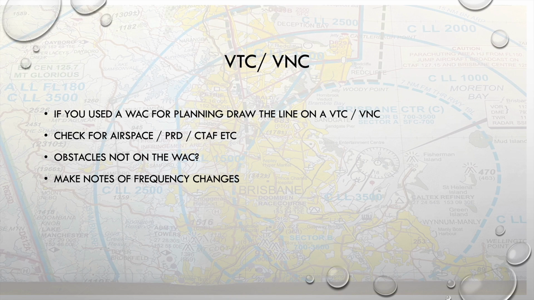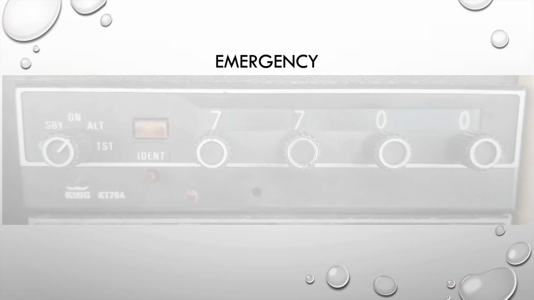So just a note, maybe on the VTC, I'm going to cross the green line here. I'm going to cross this green line. There's going to be a frequency change and I might need to go on to 125.7. Make those notes now during the planning stage.